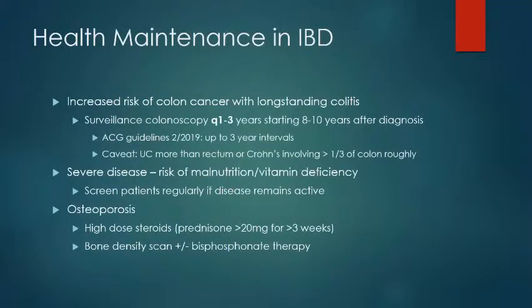For patients with UC colon cancer surveillance, MKSAP will tell you after about 8 to 10 years from diagnosis, or immediately if you have PSC because of the increased risk of colon cancer in PSC UC patients, you should perform surveillance colonoscopy. The new guidelines from ACG just came out. They say every 1 to 3 years. It used to be 1 to 2, but it's now 1 to 3 years with colonoscopy, and this is for extensive colonic disease involving more than a third of the colon.